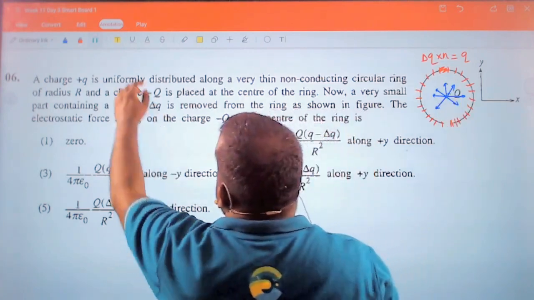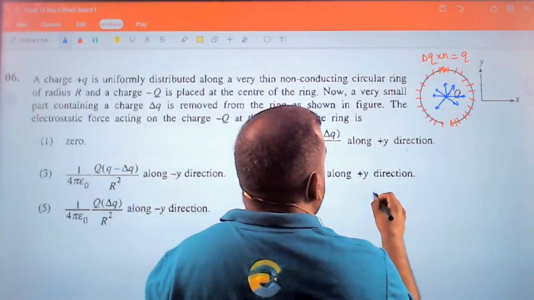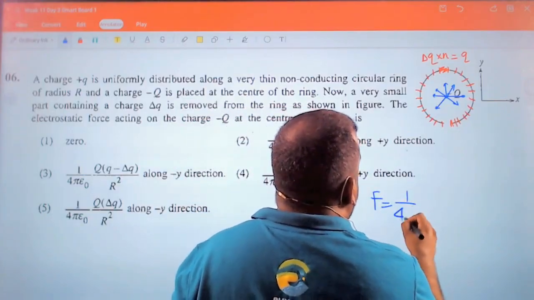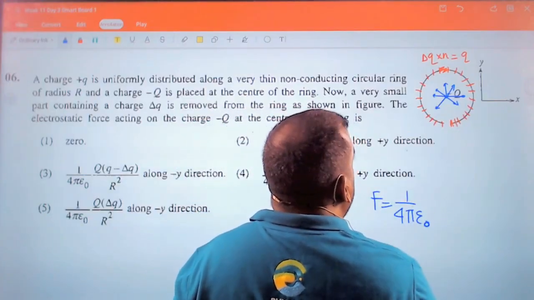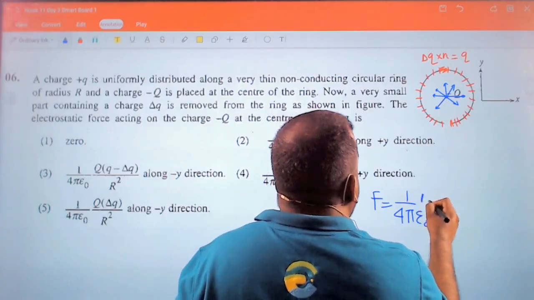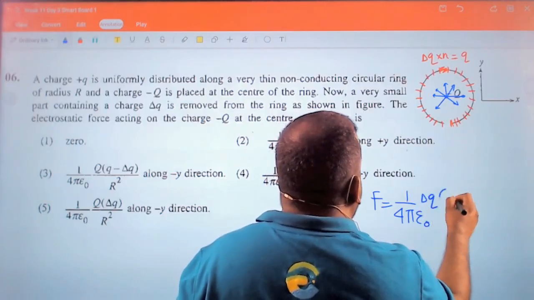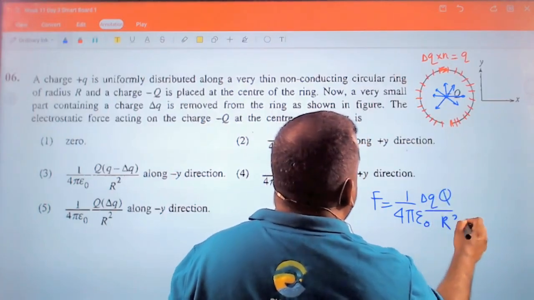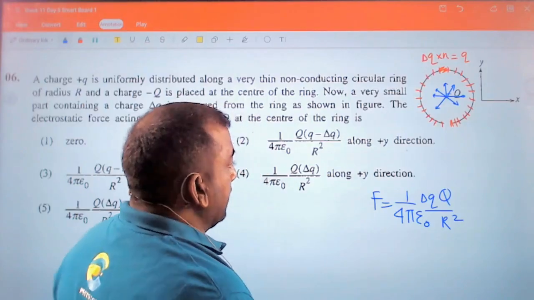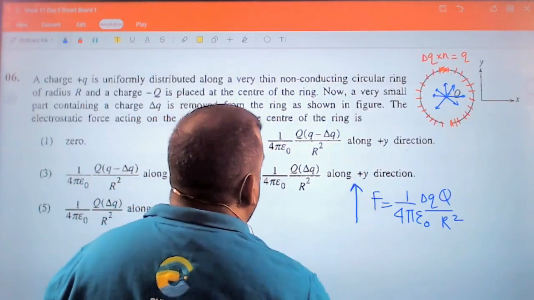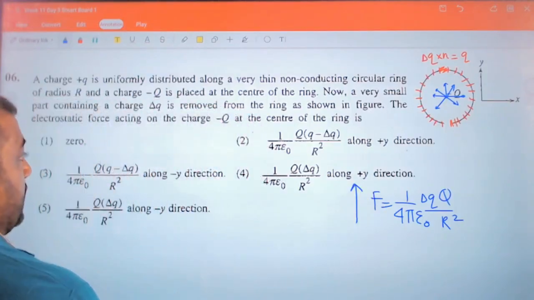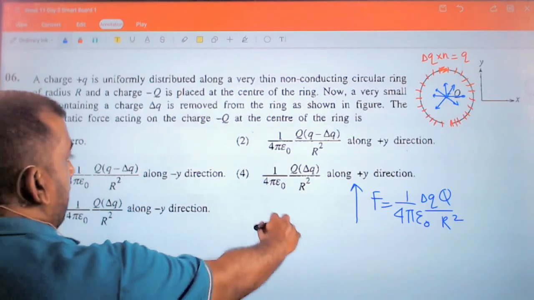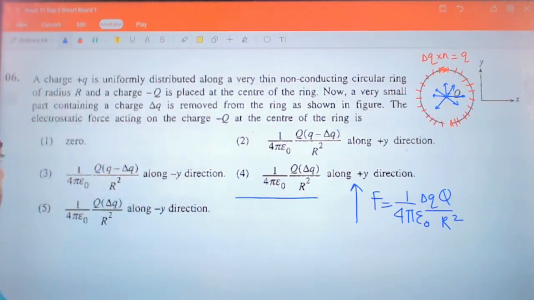So the force there is 1 over 4 pi epsilon naught, delta Q times capital Q divided by R square. And the resultant force is there in that direction, y direction. So here the correct answer will be answer number 4.